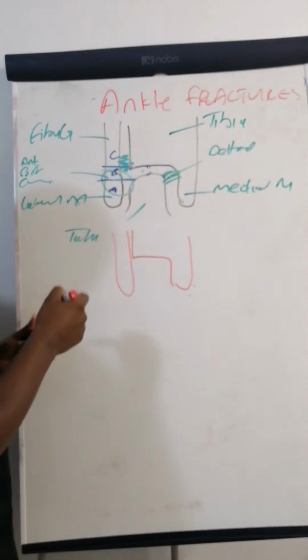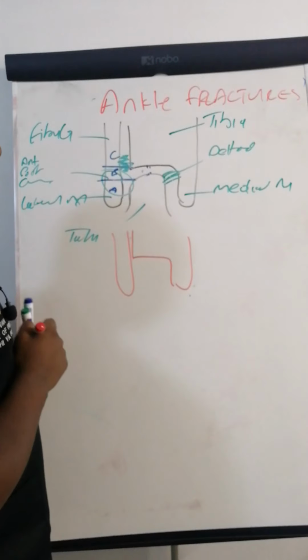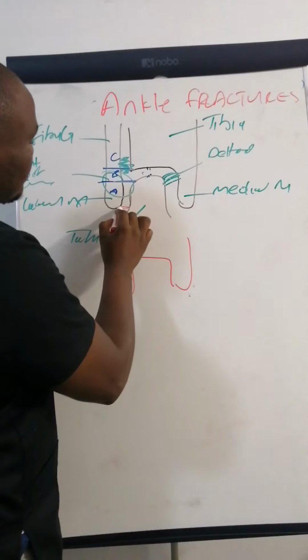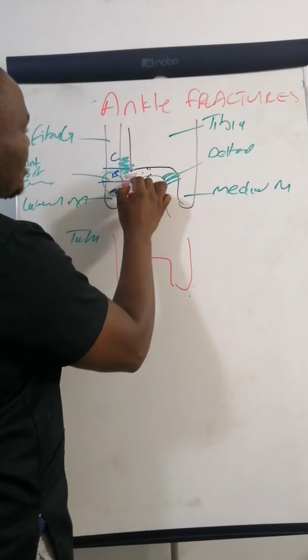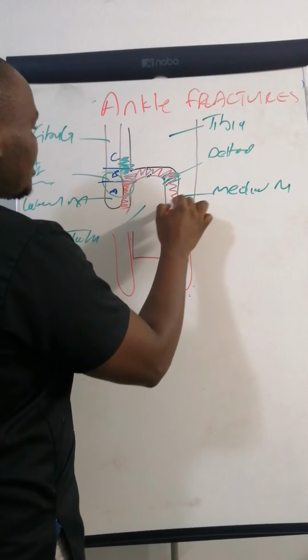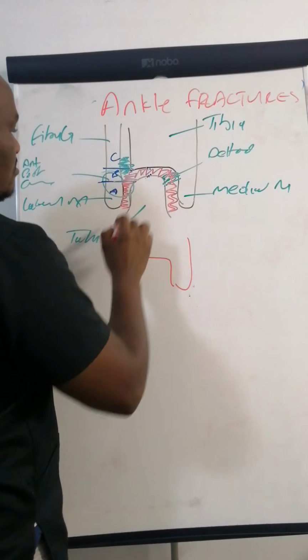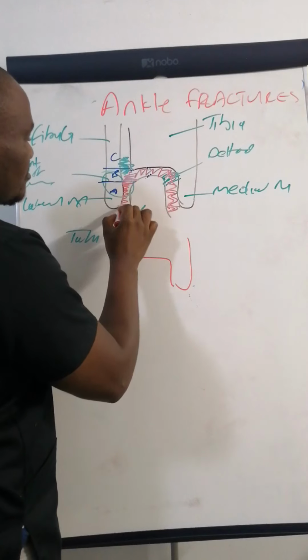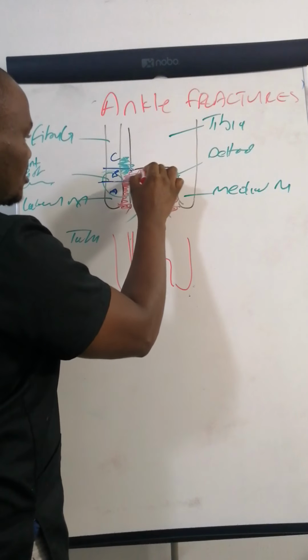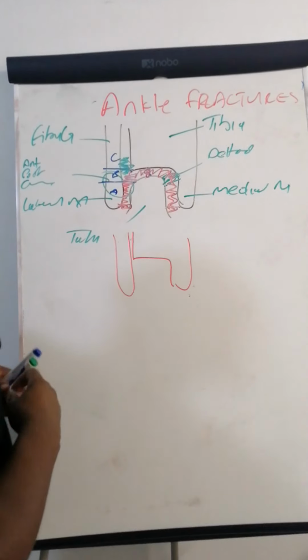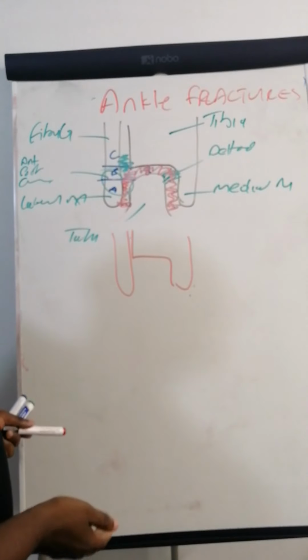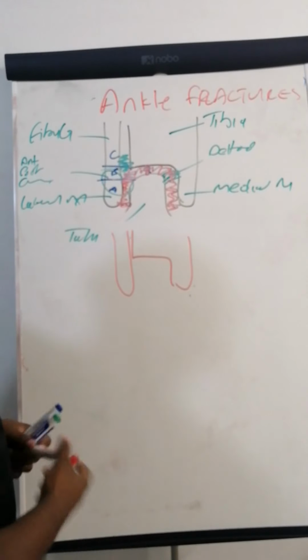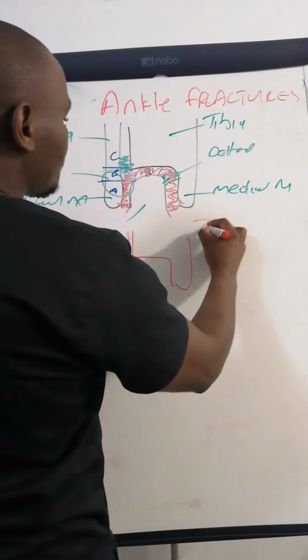When you want to assess for a deltoid injury, you need to look at this space and go all around. This space should be the same. So the distance from here to here should be the same distance from here to here and the same distance from here to here. Once it's not the same, it means that we've got a Talar shift.